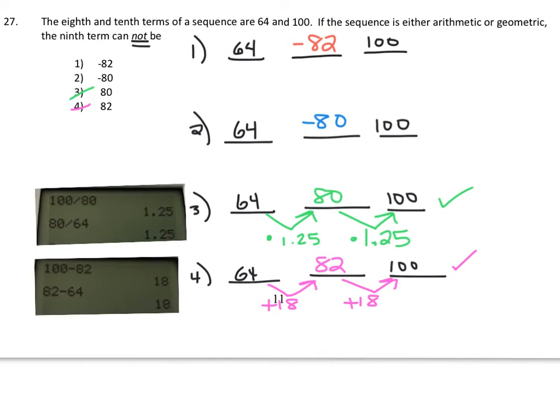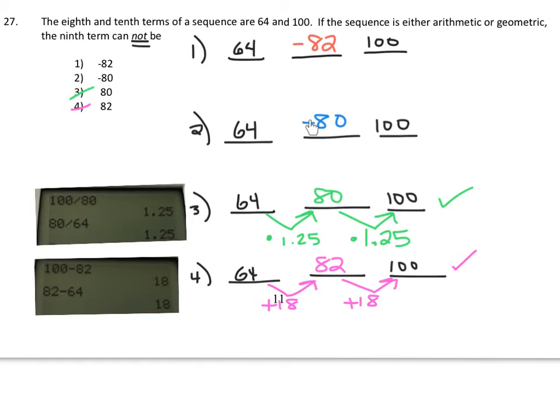All right, now let's take a look at choice 2. Now, we know already that if we're going from a positive to a negative back to a positive, this cannot be arithmetic. There's no way you can add and get smaller and then all of a sudden get bigger.